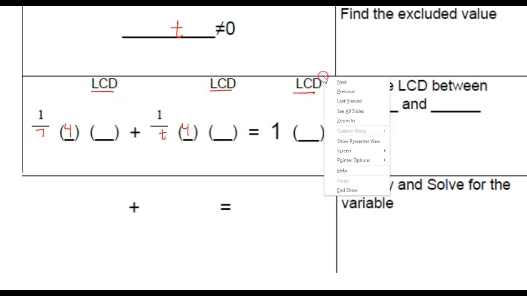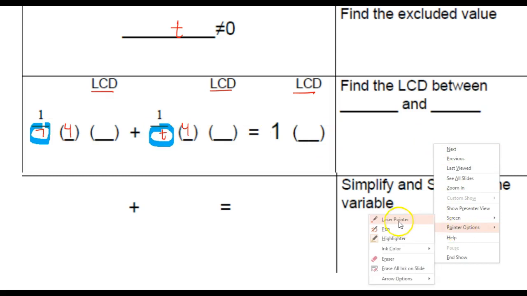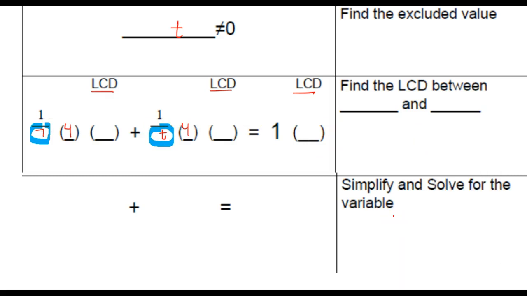So I'm going to go ahead and highlight my denominator here and my denominator there. Both are very different, right? None of them are the same. I don't see anything in common. So that would be 7 and T. So that means my least common denominator would be 7T. Alright.